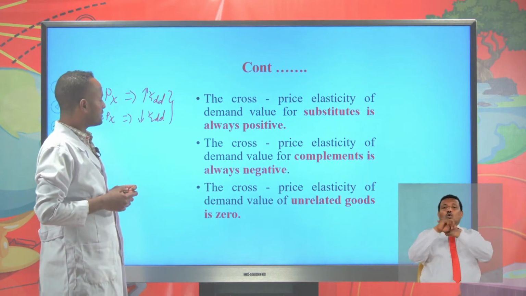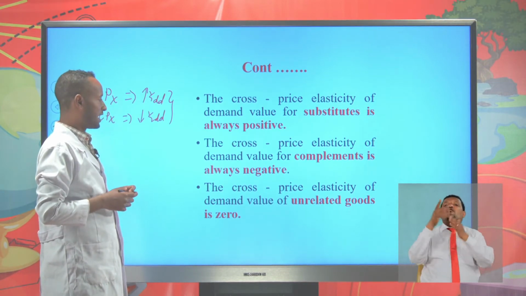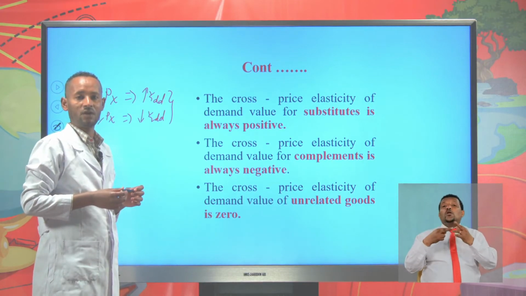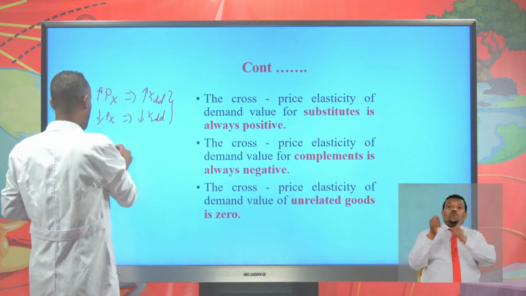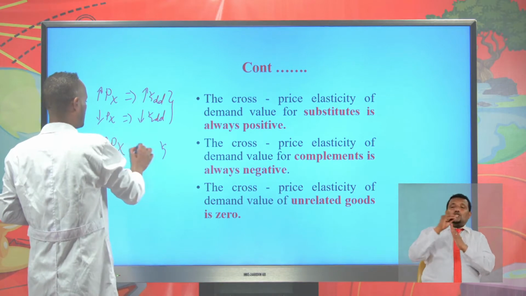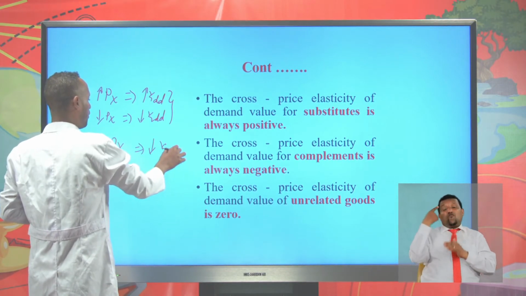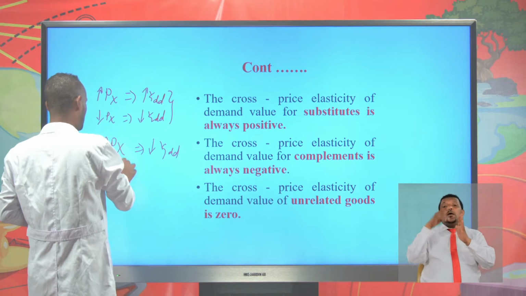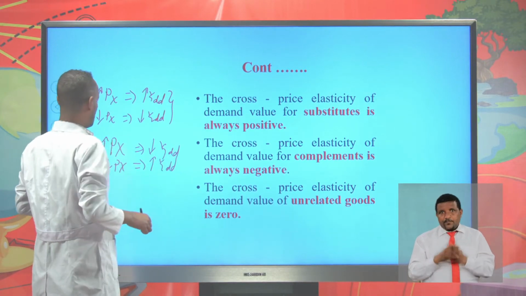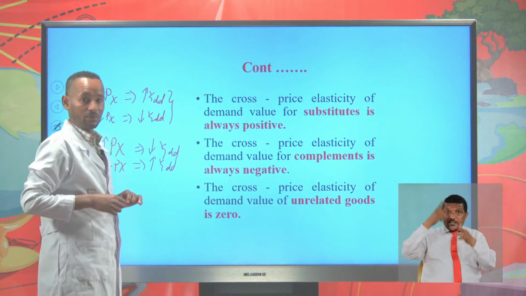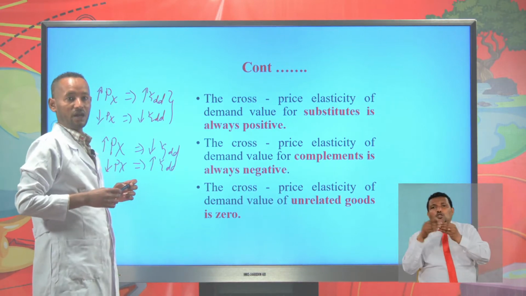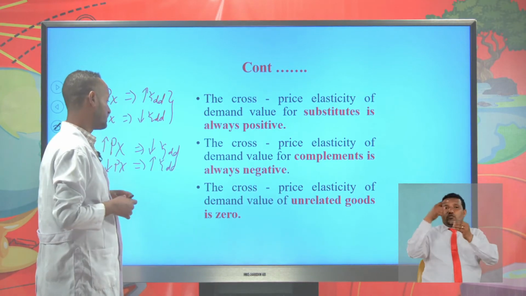The cross price elasticity of demand value for complements is always negative. This is due to the inverse relationship between the price of one product and the demand for the other. If goods X and Y are complements, a rise in the price of X will always decrease the demand for Y, and a fall in the price of X will always increase the demand for Y. So, due to this inverse relationship, the value for complements is always negative.